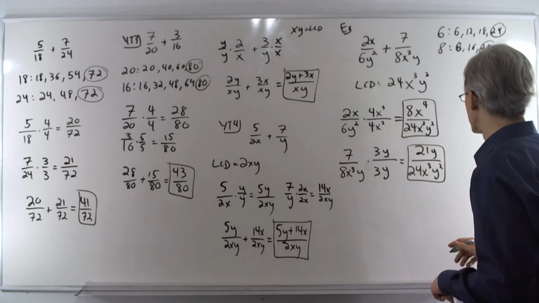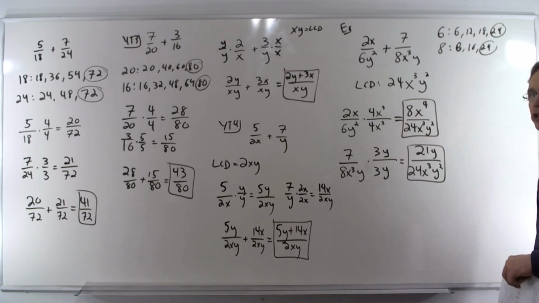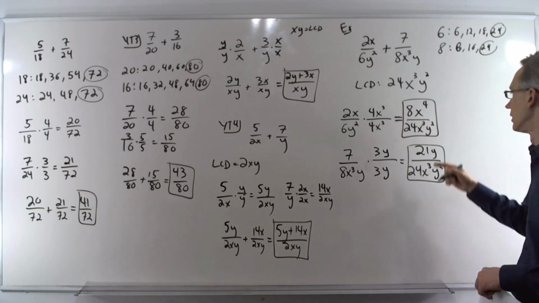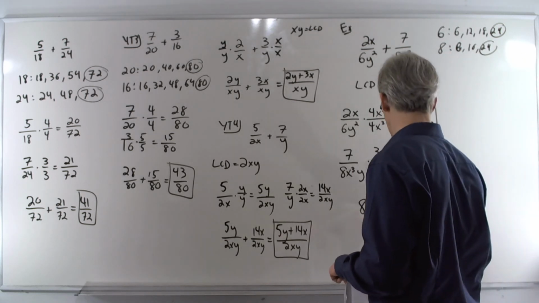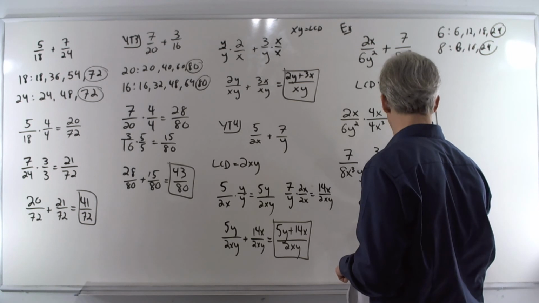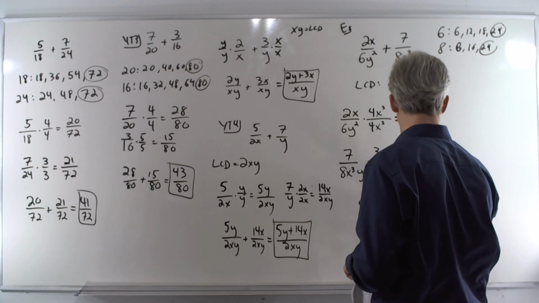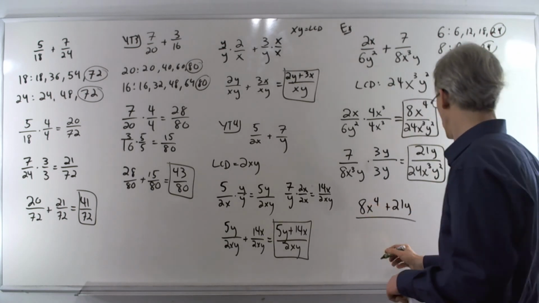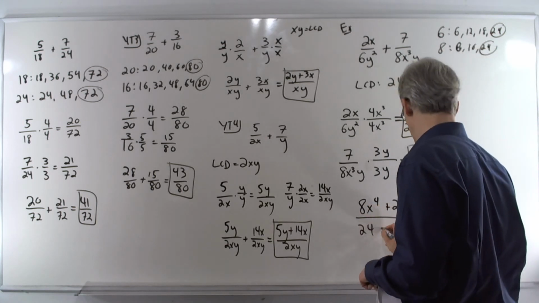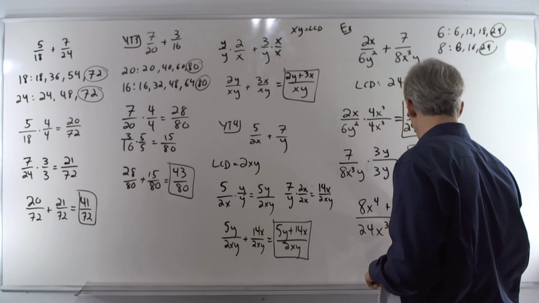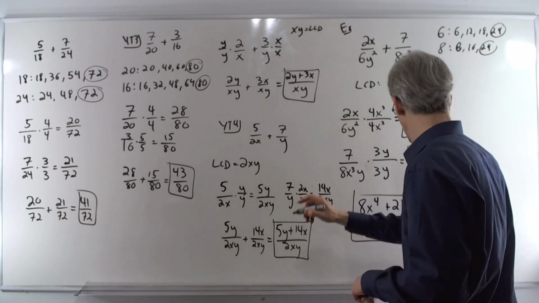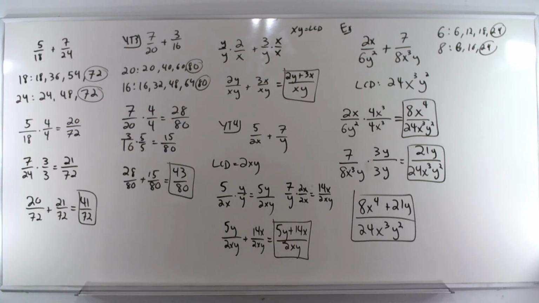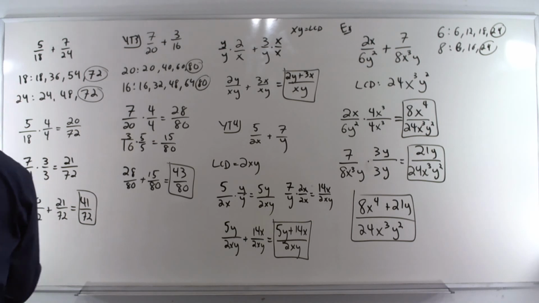All right, there's our 2 fractions with the same denominators. Make sure you check when you're done. If you get the same denominators, that's a good indication you're doing it right. Now we're going to add these 2 things together. All right, add the numerators, 8x to the fourth plus 21y, all over 24, x to the third, y squared. And that brings us to your turn, number 5.